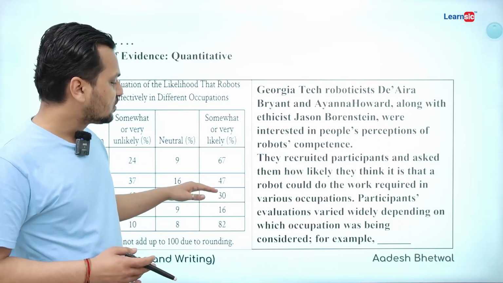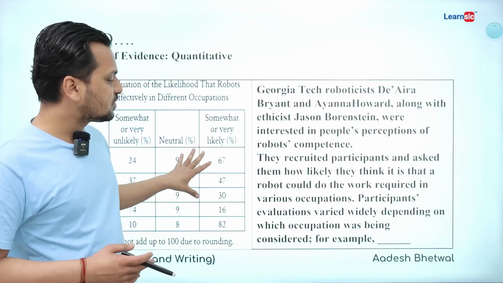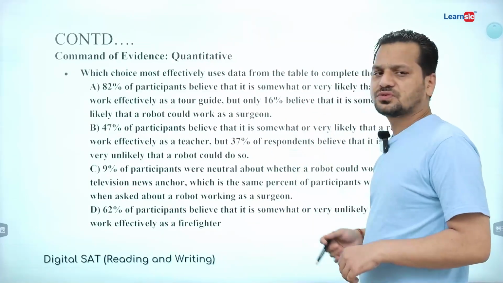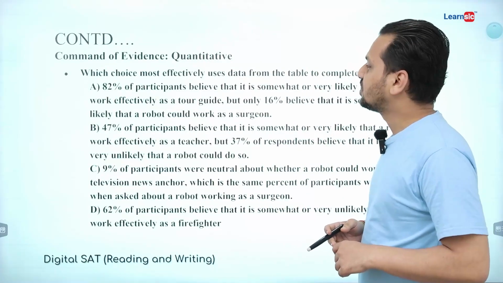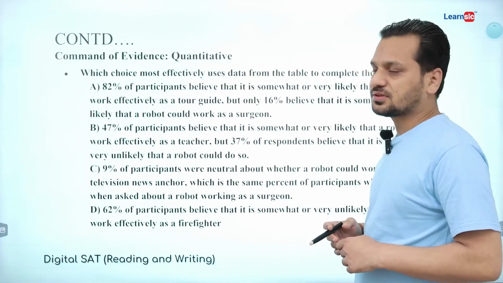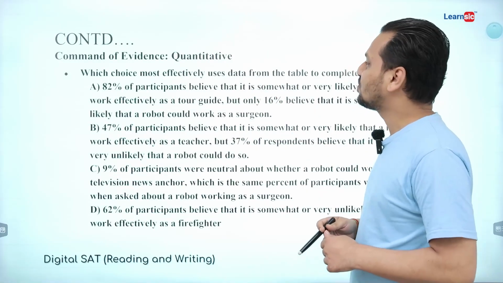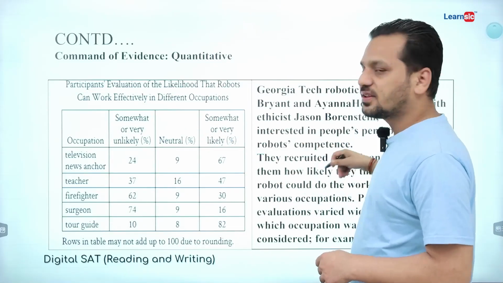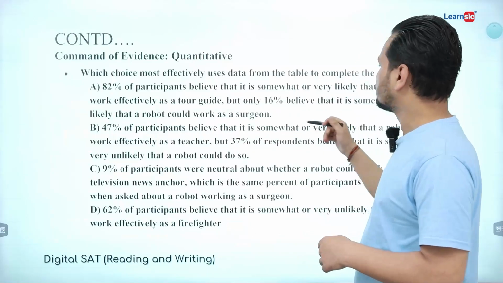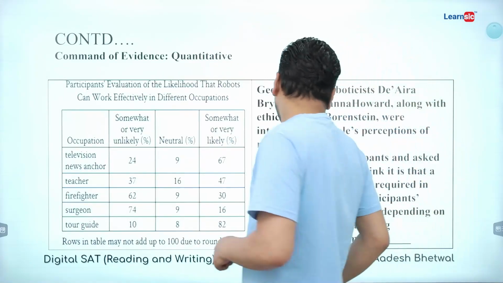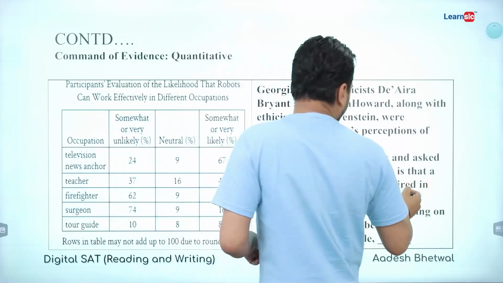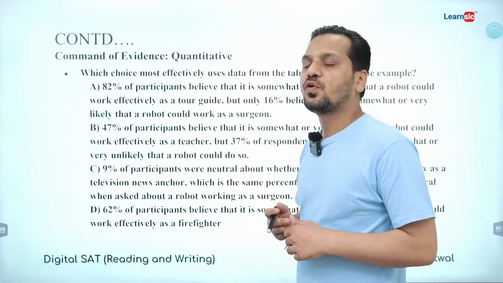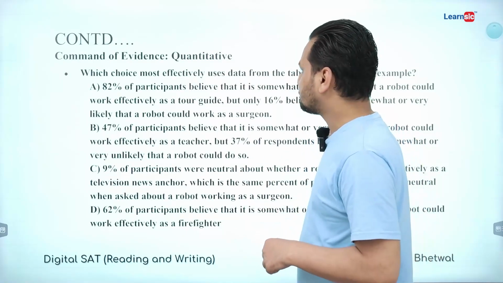For example, by reading this particular graph and this text, you need to find the answer according to the given question. Which choice most effectively uses data from the table to complete the examples? So you read the table and this particular text, and you have to find out which option will complete the example. So these are the question types that we find in the first two domains, which mainly focus on reading.